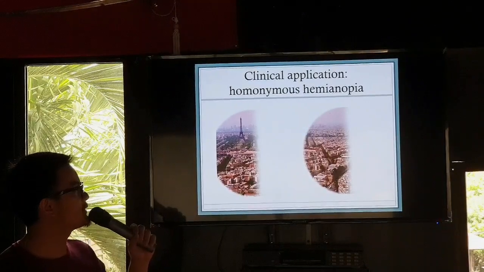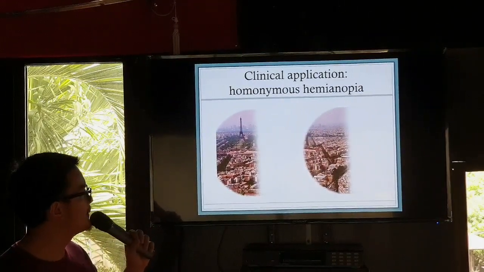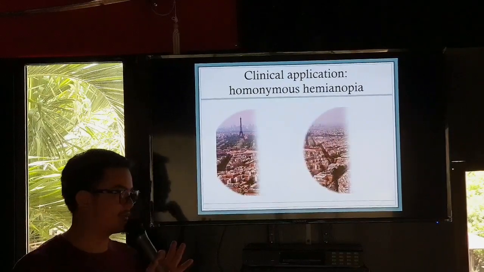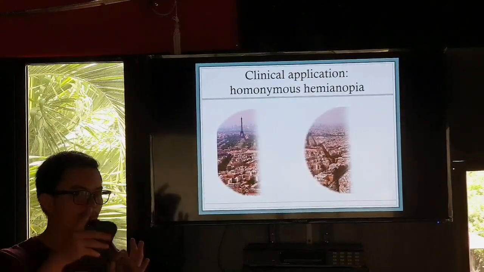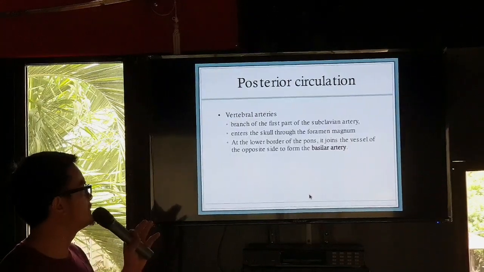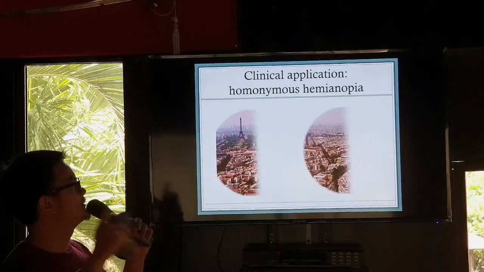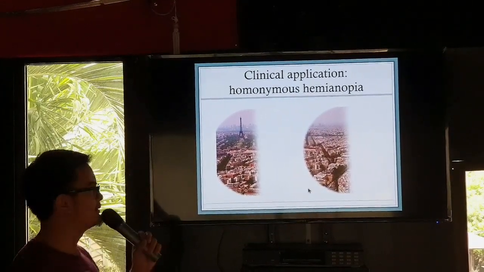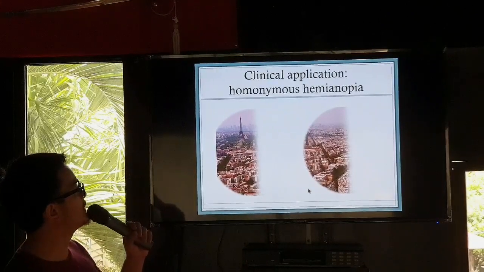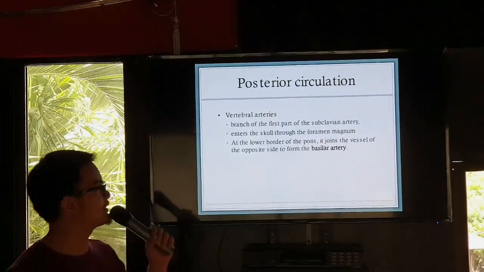So this is a picture of how a patient may see a homonymous hemianopia. Homonymous, they are same, so they are on the same side. Hemianopia, one half, or one side only. Anopia, cannot see. So you cannot see one half of the same side. So that is how it would look like. Okay, so let's move to the posterior circulation.